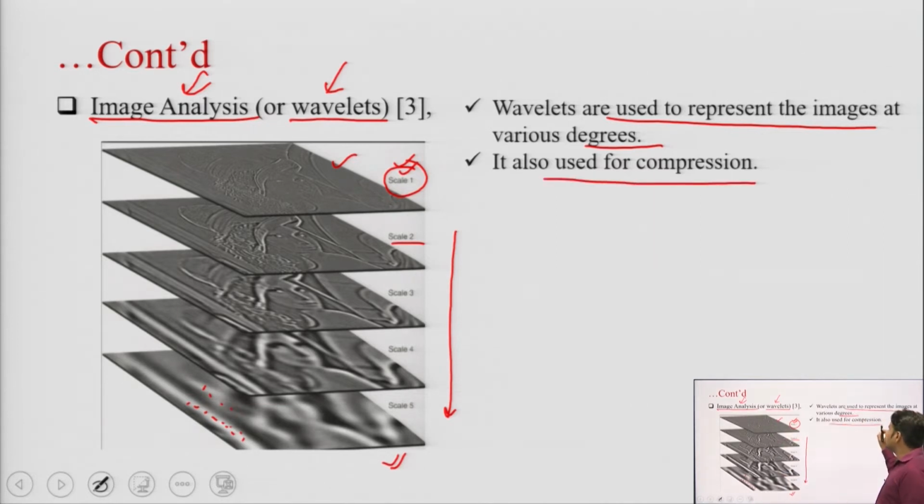It is also used for compression. So, the complete information is present in scale 1, and the information which is present in scale 5 is very less. So, you can say scale 1 is your original image, it will require more size as compared to scale 5. Scale 5 actually has very little information, or you can say many pixels are missing which are not actually needed. So, it is also useful for image compression.